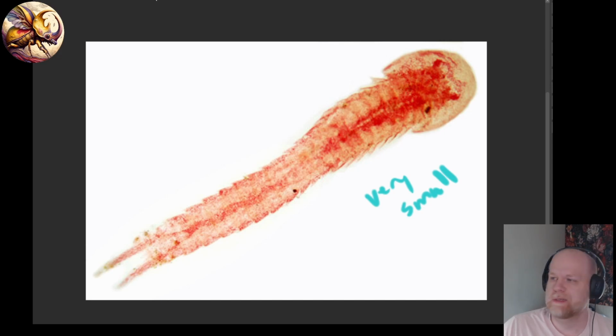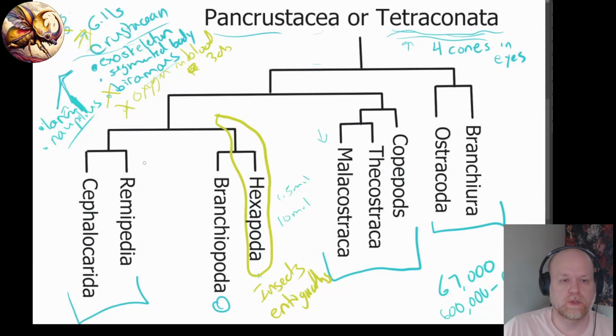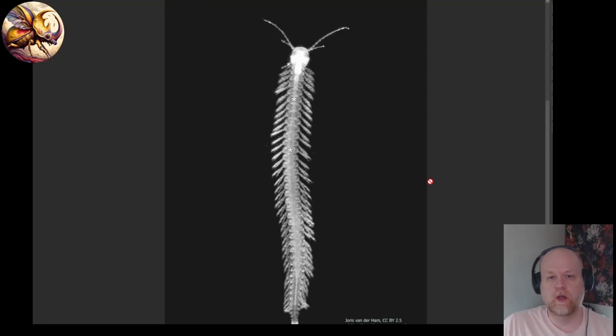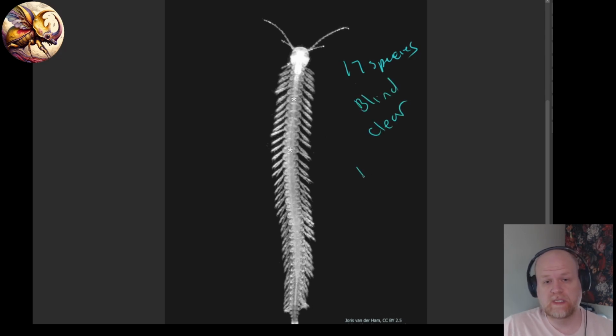And I'm not going to spend a ton of time talking about these because there's very few species of them known. Additionally, we have their close relatives, the remipedes, and they are also very, very small. They are blind, they are clear, and there's only about 17 species known. So there's 17 species of this. These are the remipedes species. They're all blind, they're all clear, and they all live, generally speaking, in tropical oceans. You can find them in all the oceans, I believe, but they're more common in the tropics.